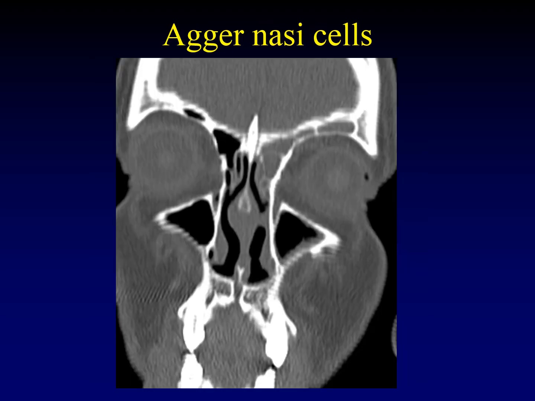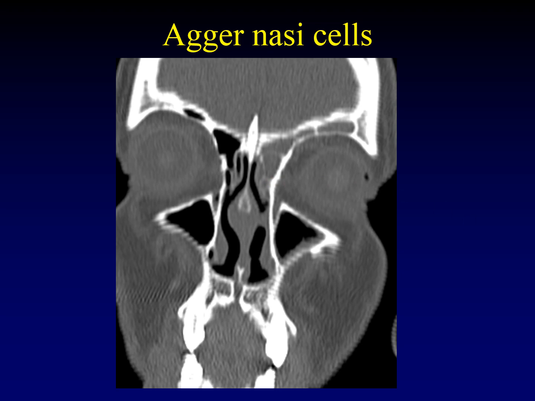Agger nasi cells are the most anterior of the anterior ethmoid air cells. Just like the Haller cells can compress the osteomeatal complex, the agger nasi cells have the potential to compress the frontonasal recess. Here is an agger nasi cell. It's got a little bit of mucosal thickening. Evidently, that's bleeding over into the frontonasal recess here because you can see that the frontal sinus is secondarily obstructed. All right, so agger nasi cells are anterior ethmoid air cells that are just lateral to the frontonasal recess.